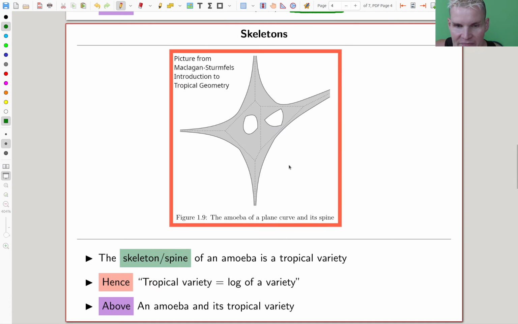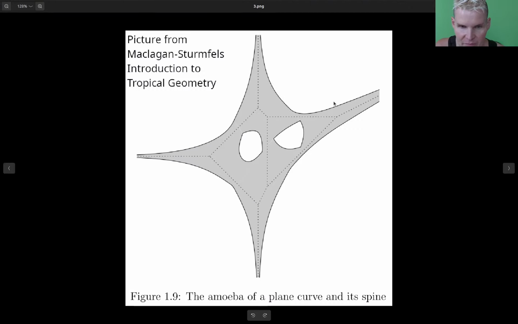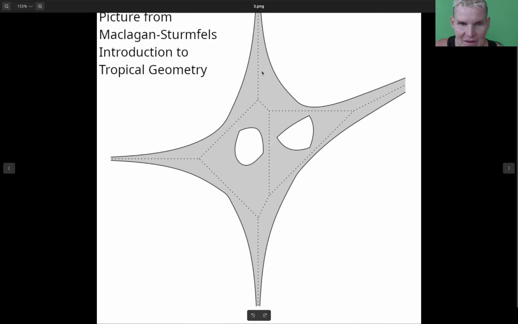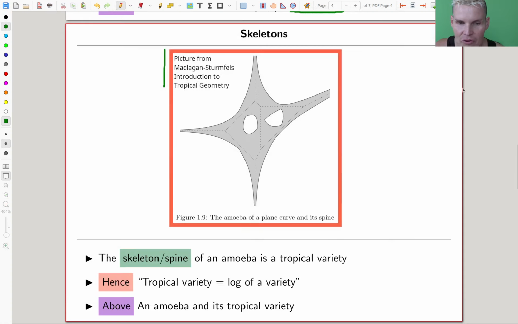This picture I've taken from the book I'm following, a really nice one, the link is in the description. I can zoom in a little bit more. Literally, this is an amoeba, and you can see this spine, skeleton, whatever you want to call it, is our tropical variety. That's a nice relationship. So the amoeba is essentially the log of a variety, and the spine of that thing is our tropical variety. So essentially, a tropical variety is a log of a variety, if you want. Kind of interesting.